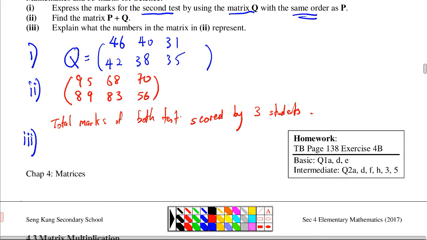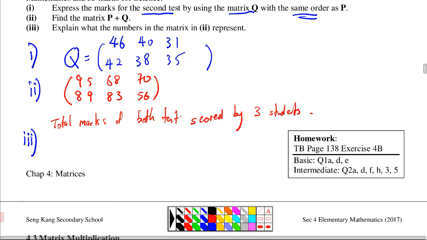Then it is specific. Okay, so let's try. Total number of marks scored by both tests scored by 3 students. Total marks of both tests scored by 3 students. Now, what is in your mind? Do you think of 6 numbers or do you think of 3 numbers? 3 numbers, right? So how do I make it to 6 numbers?